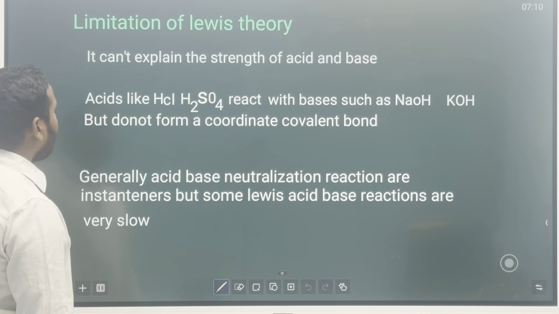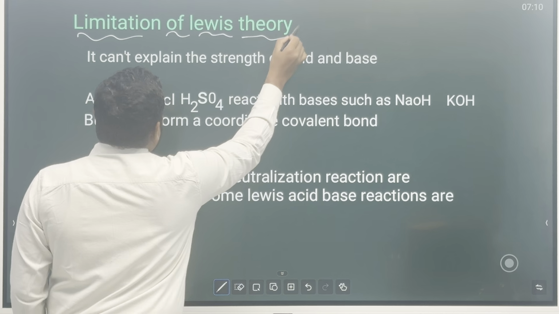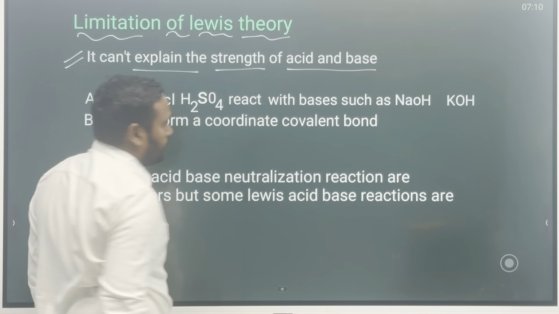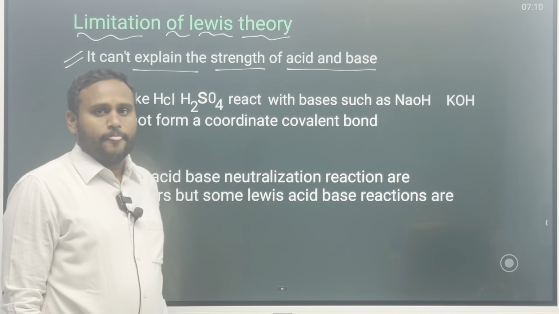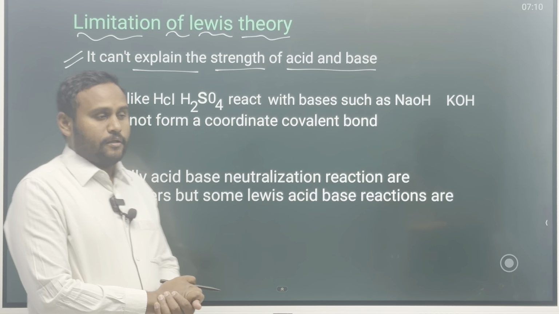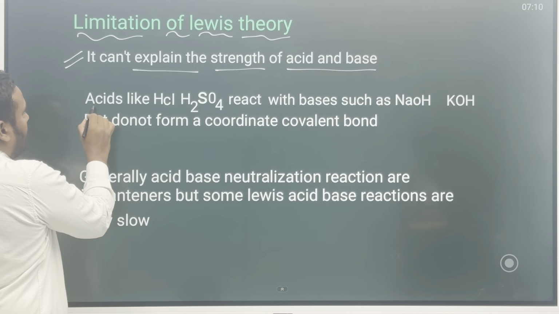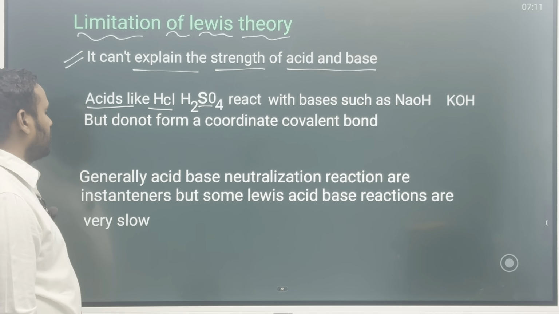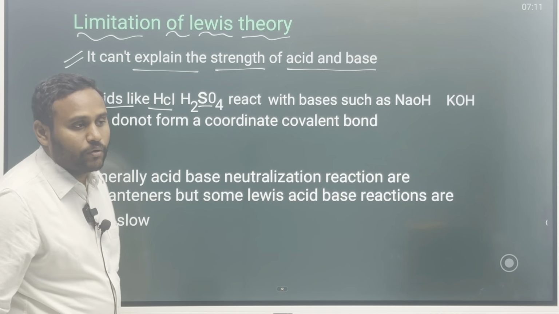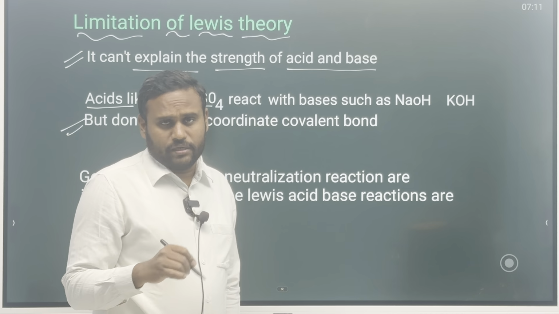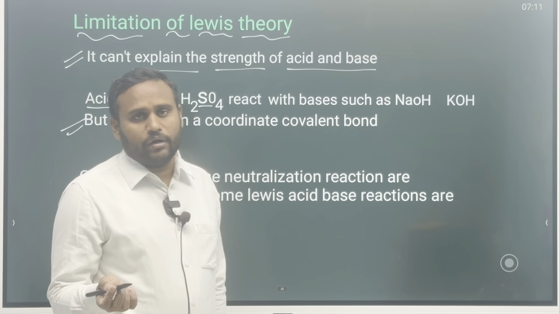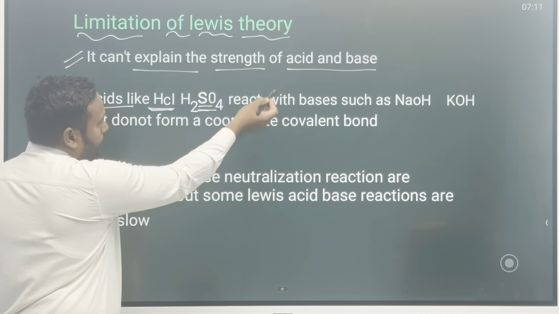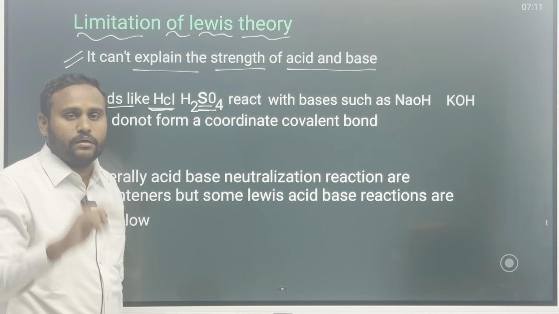Next, limitations of Lewis theory. What are the limitations of Lewis theory? It cannot explain the strength of acids and bases. In the Bronsted theory we discussed that we can explain the strength of acids and bases, but Lewis theory cannot explain. Next, acids like HCl, H2SO4 react with bases such as sodium hydroxide and potassium hydroxide, but do not form coordinate covalent bond. What is the neutralization in Lewis theory? Formation of coordinate covalent bond, but here they are not forming any coordinate covalent bond when they react. Simply they produce salt and water.